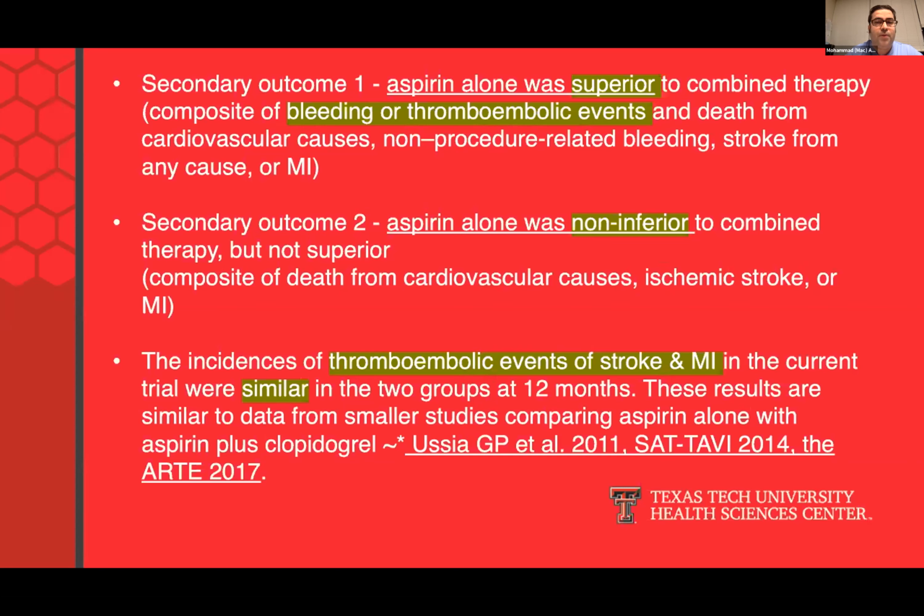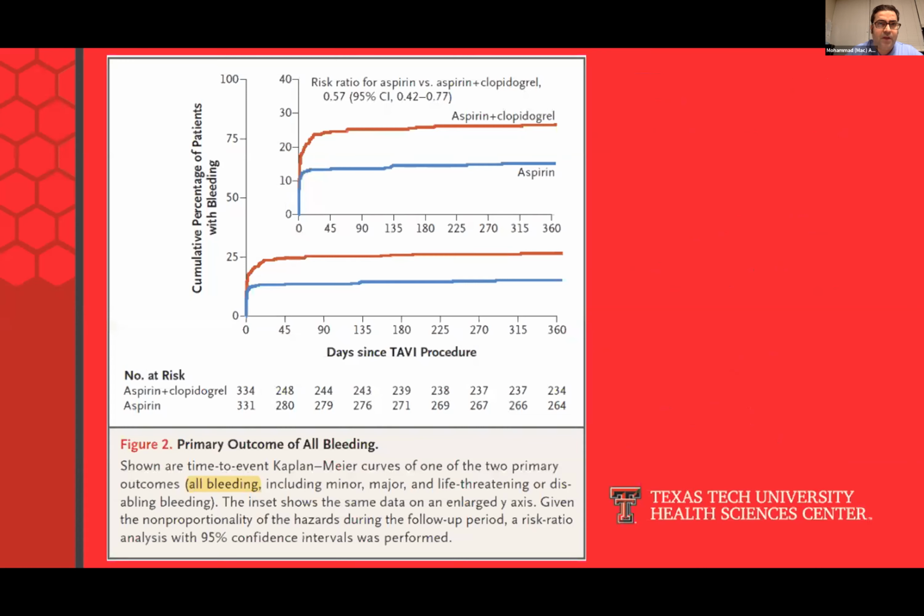The incidence of thromboembolic events of stroke and MI in the current trial was similar, as we talked about. It was similar in both the groups at 12 months. And these results were similar across other trials as well, the similar trial that was done, SAT-TAVI in 2014 and the ART trial in 2017. So far, if you look at this graph, it clearly shows that aspirin, the single antiplatelet therapy, was preferred with lower bleeding risks as compared to dual antiplatelet therapy with aspirin and clopidogrel.